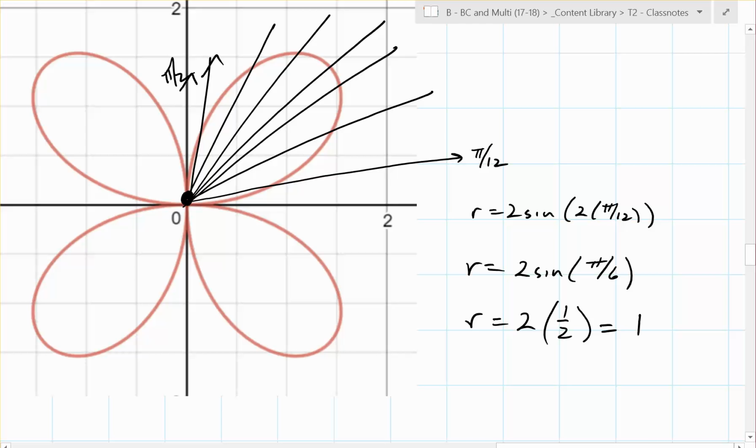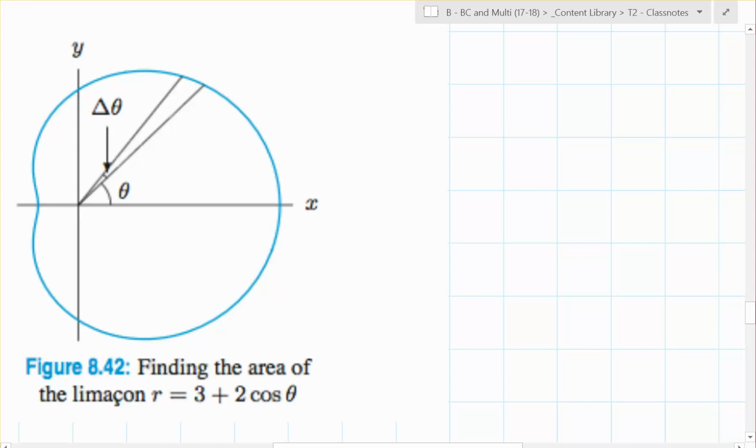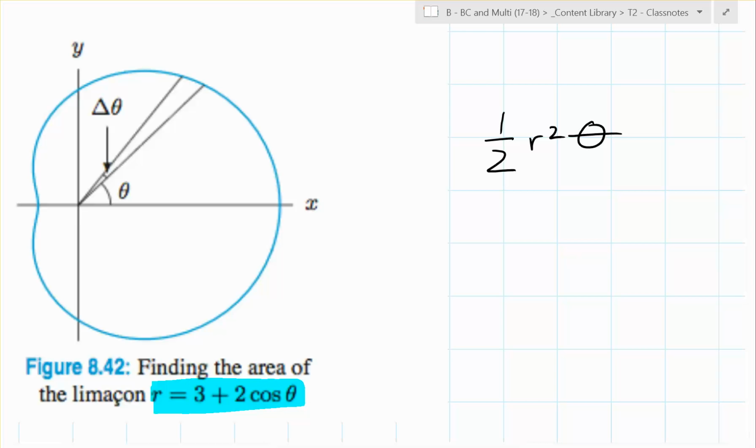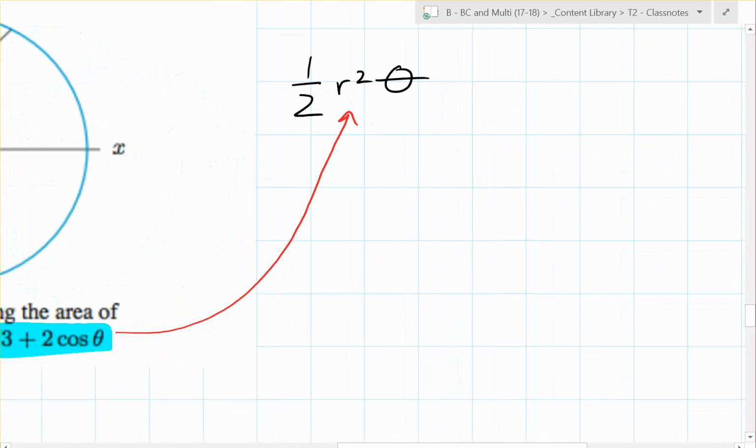Does it go down? What do you think? This is important. Let's do this actually. We have a sector. A sector was 1/2 what? R squared theta. Correct? Is everybody with me right there? Okay. So if we wanted to find the area of that limaçon, what does r equal? 3 plus 2 cosine theta. So where am I going to plug that in? For r. So what do I end up with? I end up with 1/2 (3 plus 2 cosine theta) squared.